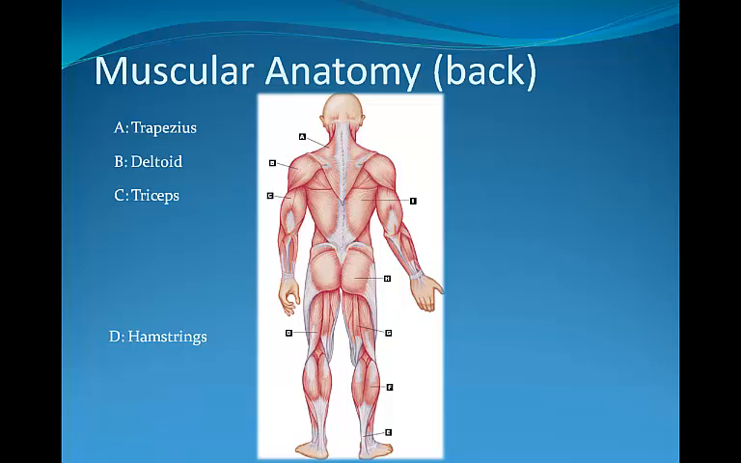B, again, you can see the deltoid because it covers both the front and the back of the shoulder. It wraps right around. C is the triceps, obviously the opposite to the biceps. D is the set of hamstrings. So again, there is more than one muscle that make up the hamstrings, but we'll just call it the group.